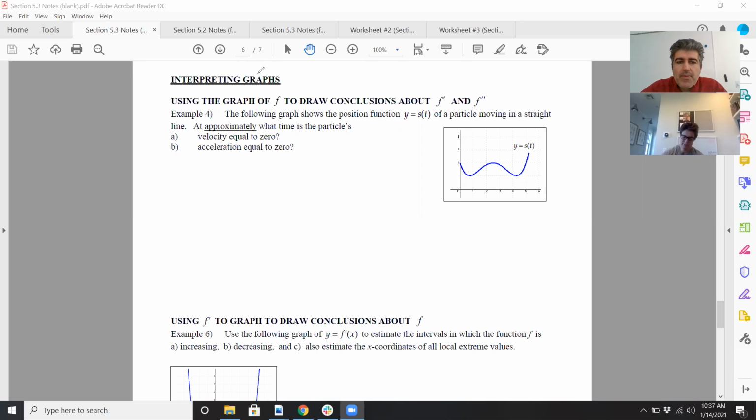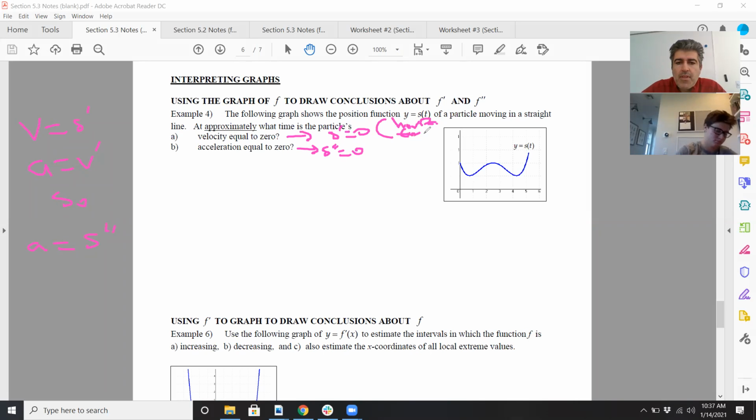Well, remember, velocity is a derivative of position, and acceleration is a derivative of velocity. So acceleration is a second derivative of position. So when the velocity equals 0, that's when s prime, or y prime, or whatever you want to call it, equals 0, and this is when s double prime equals 0.